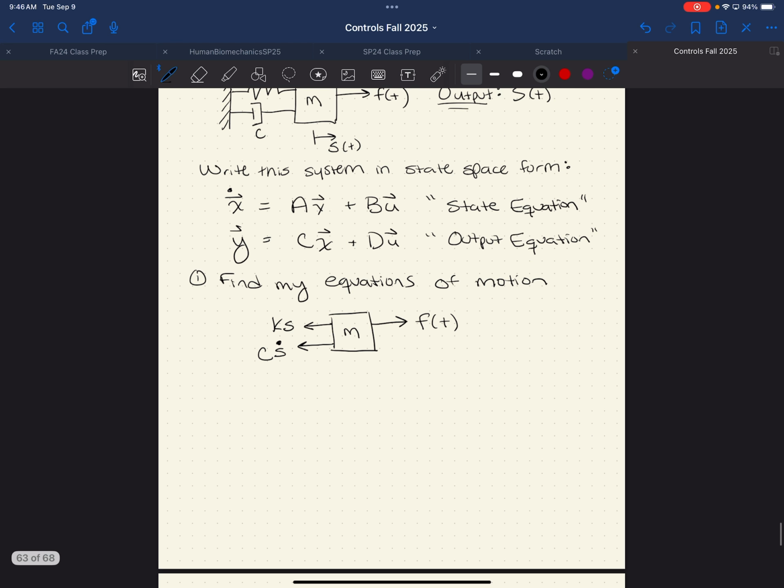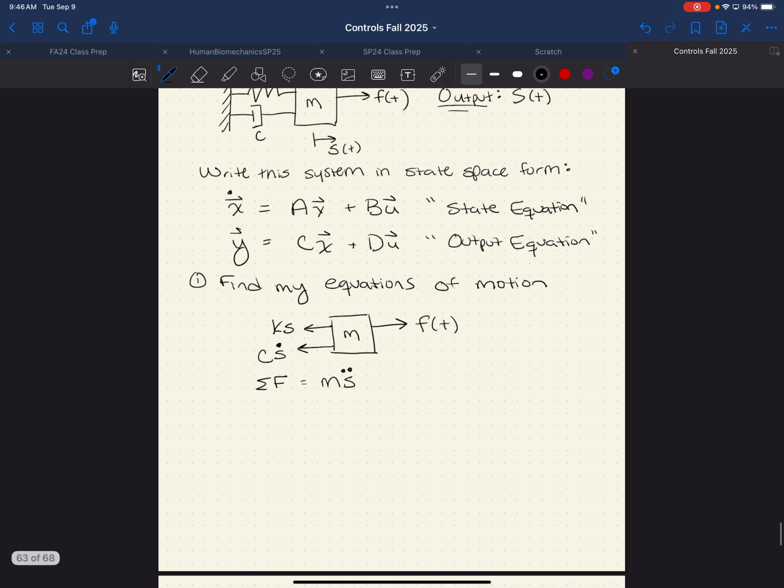Okay, now I can go back to dynamics, Dr. Higgins' favorite class. Sum of forces equals mass times acceleration. Now let's sum our forces. What should my forces be? Beautiful.